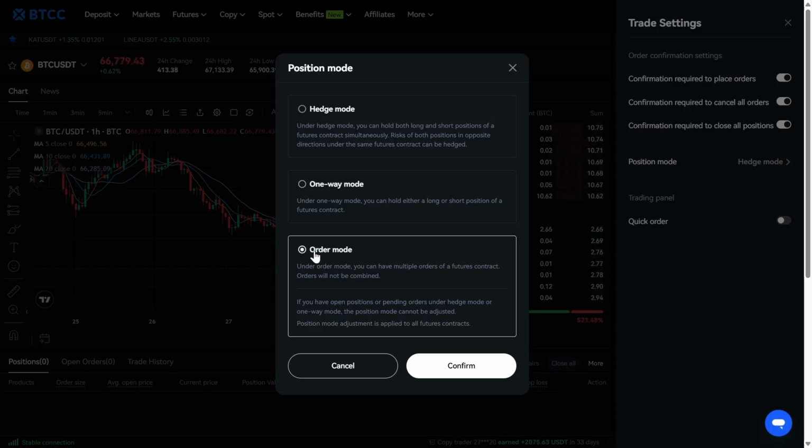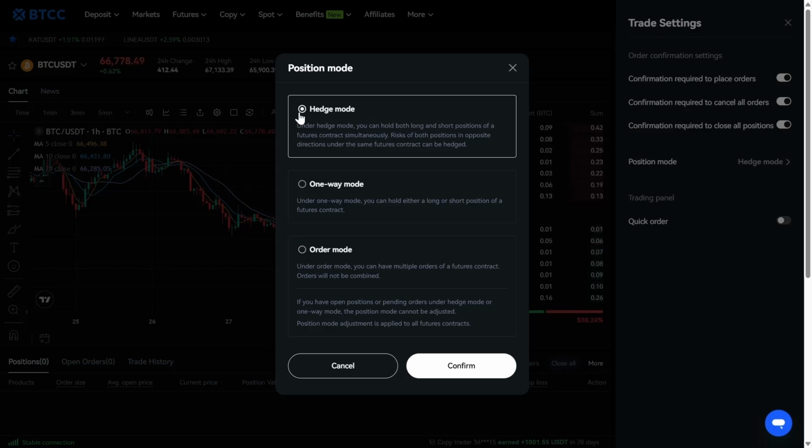The third option is order mode. This keeps every trade separate. So if you enter multiple trades, they don't get averaged. You can manage each one individually. Normally, in let's say one-way mode, multiple entries would equal one average position. In order mode, each order is treated individually. So let's say you make a long at 60K and then a long at 62K. These stay as 2 separate positions. For this tutorial, we are going to keep it in hedge mode, and we can confirm that.